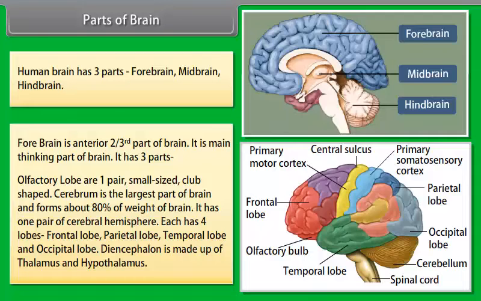The cerebrum is the largest part of the brain and forms about 80% of the weight of the brain. It has 1 pair of cerebral hemispheres. Each has 4 lobes: frontal lobe, parietal lobe, temporal lobe, and occipital lobe. The diencephalon is made of the thalamus and hypothalamus.